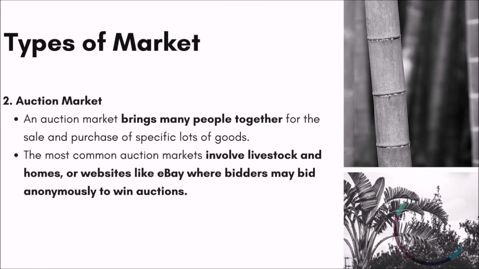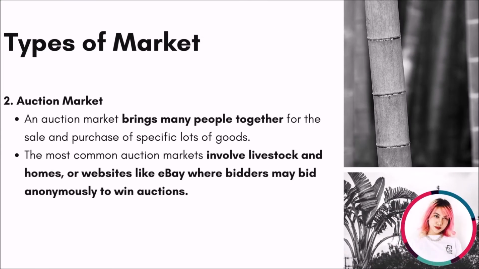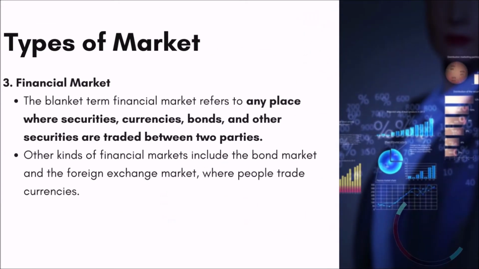Second is the auction market. An auction market brings many people together for the sale and purchase of specific lots of goods. The buyers or bidders try to top each other for the purchase price. The items up for sale end up going to the highest bidder. The most common auction markets involve livestock and homes, or websites like eBay, where bidders may bid anonymously to win auctions.